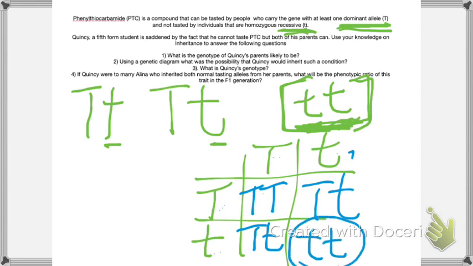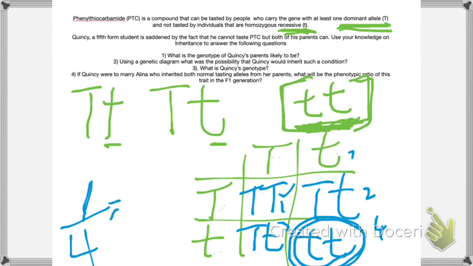This here is 1/4. How do we know 4? There's 4 possibilities. 1 here, 2 here, 3 here, 4. So 1 of 4 is homozygous recessive. So this equates to 25%.